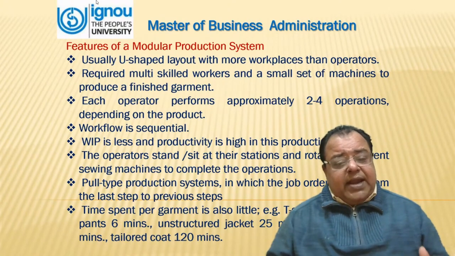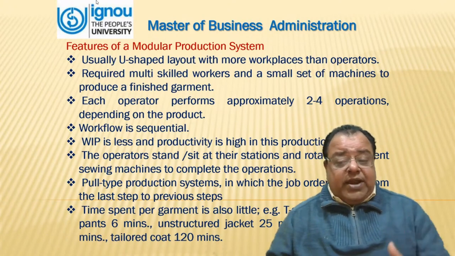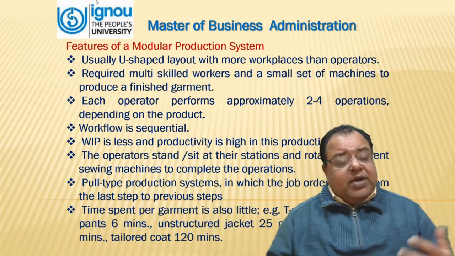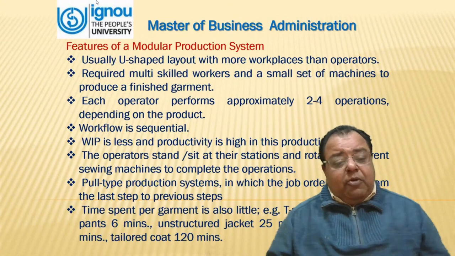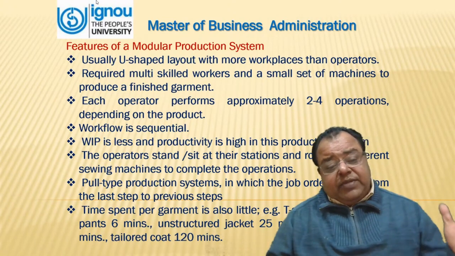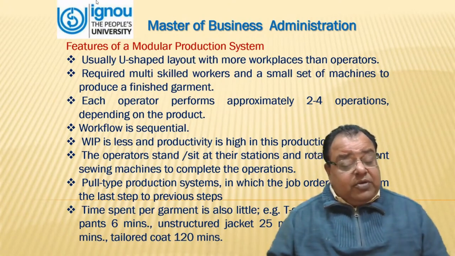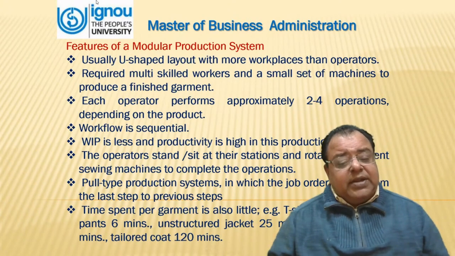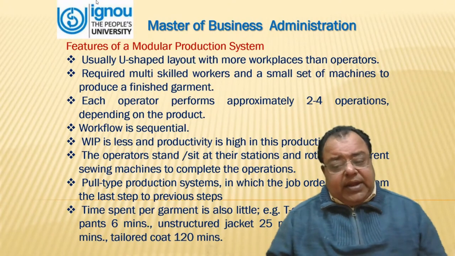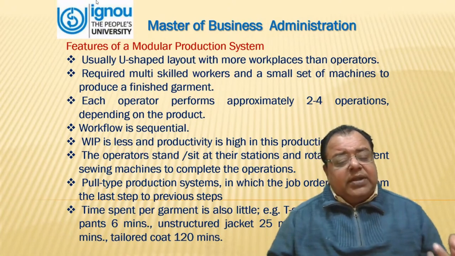The operators stand or sit at their stations and rotate across different sewing machines to complete the operations. It is a pull type production system, in which the job order arrives from the last step to the previous step. Time spent per garment is also little. For example, for t-shirts, it's almost 3 minutes. Pull-on pants, 6 minutes. Unstructured jacket, 25 minutes. Linen blazers, 40 minutes. Tailored coat, 120 minutes.